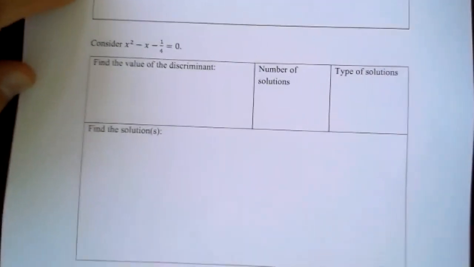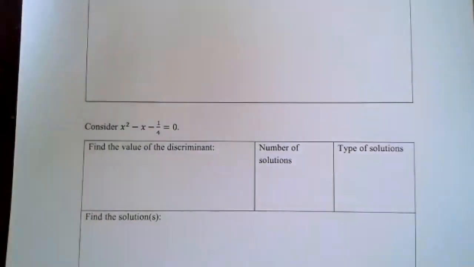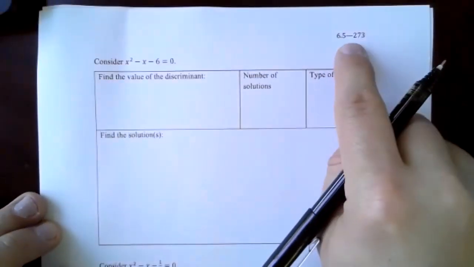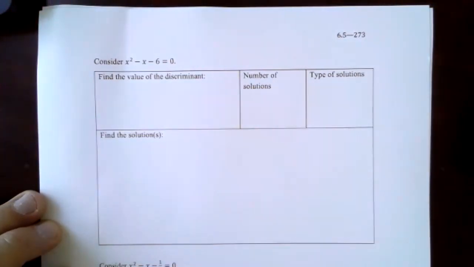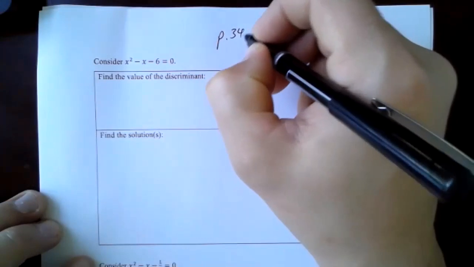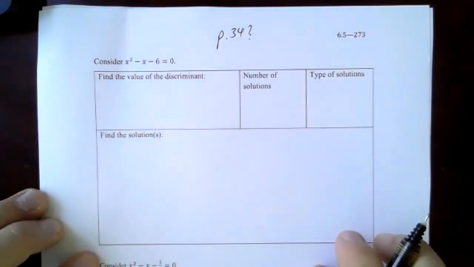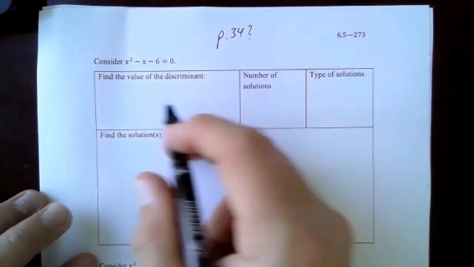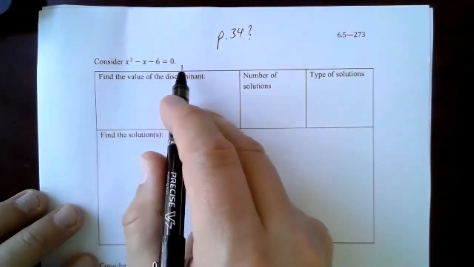Okay, so my bad. Let's keep going here and discuss what we're doing with the next page. We've got 6.5, 273. That's the page that we're on. I believe it's page 34. I'm not sure if you printed off that 6.5 section here. All right, so we're going to consider this right here.